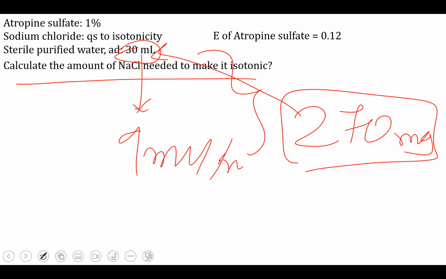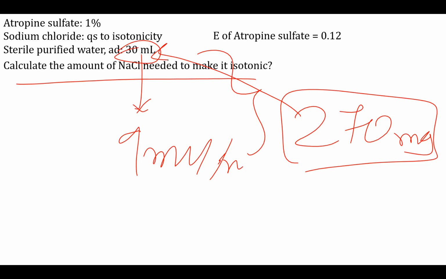There are several methods we use for this calculation, but right now we will restrict ourselves to the sodium chloride equivalent method, where 1 gram of drug is equivalent to how many grams of sodium chloride. So the E value of atropine sulfate means 1 gram of atropine sulfate exerts a similar osmotic pressure as 0.12 gram of sodium chloride. And that's where we have to calculate how much drug.